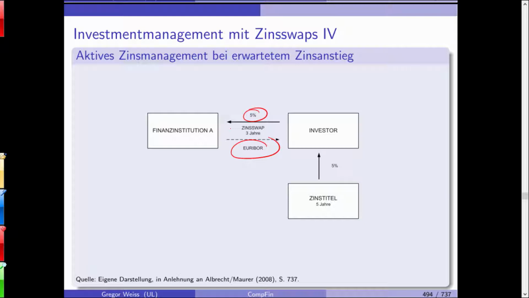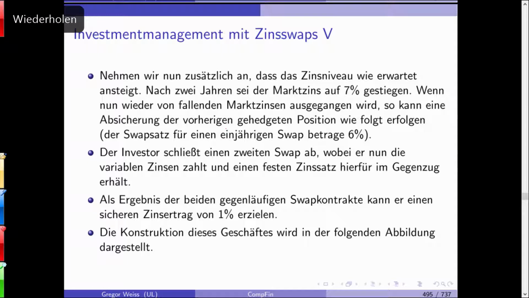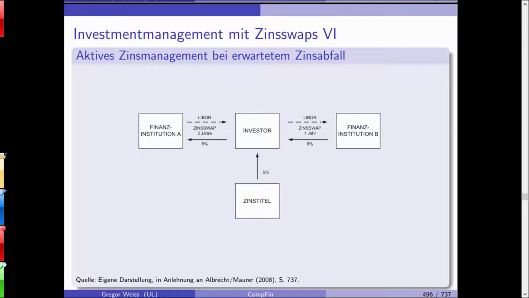In this case, I have 5% fixed and I want to hedge against my interest rate risk, and I'm doing an interest rate swap. Now let's assume the market level of interest rates goes up and we are expecting interest rates to increase. After 2 years, market interest rates go to 7%, and after that, we expect market interest rates to fall again. And the swap rate is 6%. What are we doing now? Quite simply, we are trying to get a second swap. Now, we are getting 5%.